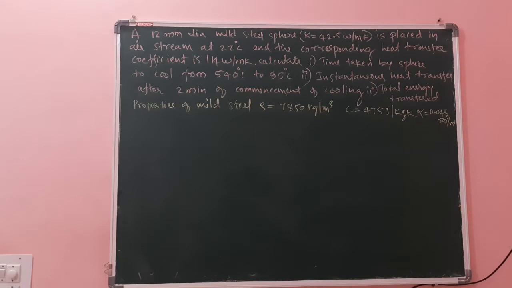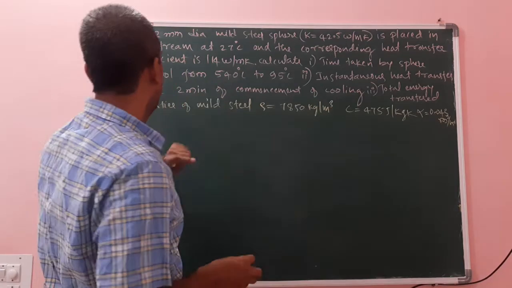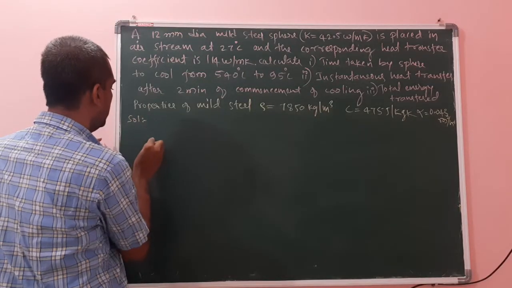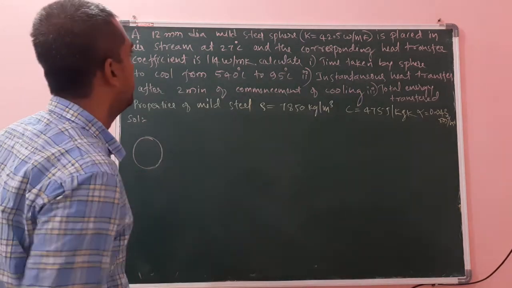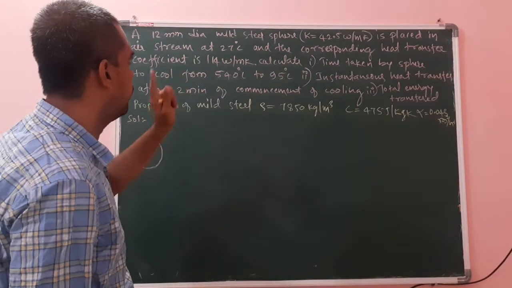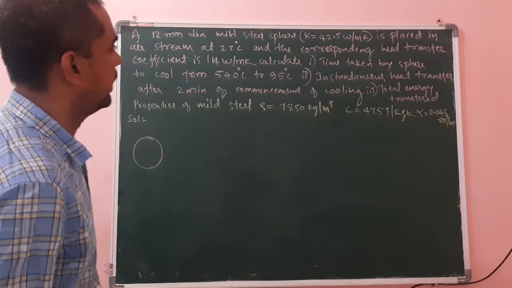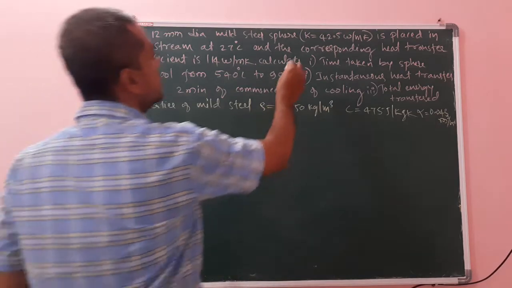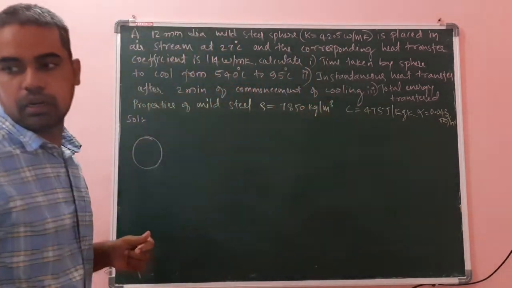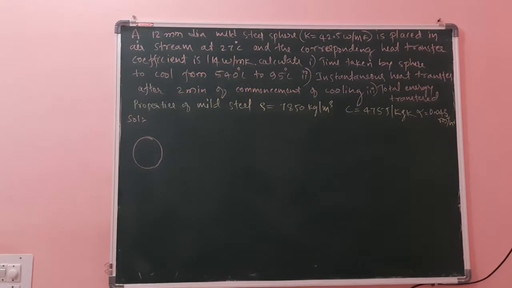Okay, we will solve this problem. There is a 12 mm diameter sphere made up of mild steel. The properties they have given: thermal conductivity. Even if they don't give these properties, they are available in the data book on page number 5.